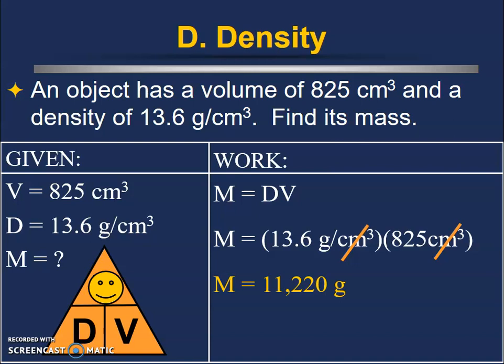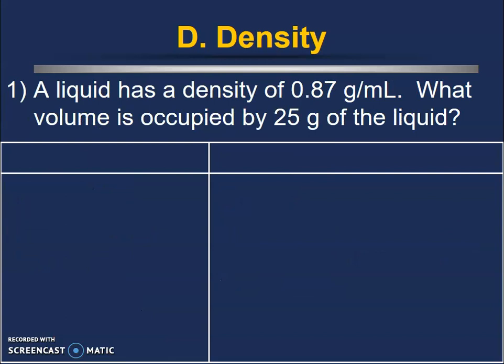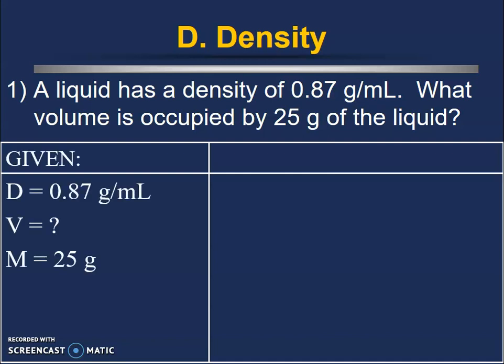Okay, let's do another example problem. So a liquid has a density of 0.87 grams per milliliter. What volume is occupied by 25 grams of the liquid? So again, let's go through and see what information I was provided with. Okay, right here in the beginning it says it has a density of, so I was provided with a density. And then it says what volume is occupied. So that's my unknown. That's what I want to find. What is my volume? And then 25 grams. Now I know that's my mass. They never said the word mass in the problem, but it's grams, and I know that grams goes with mass.